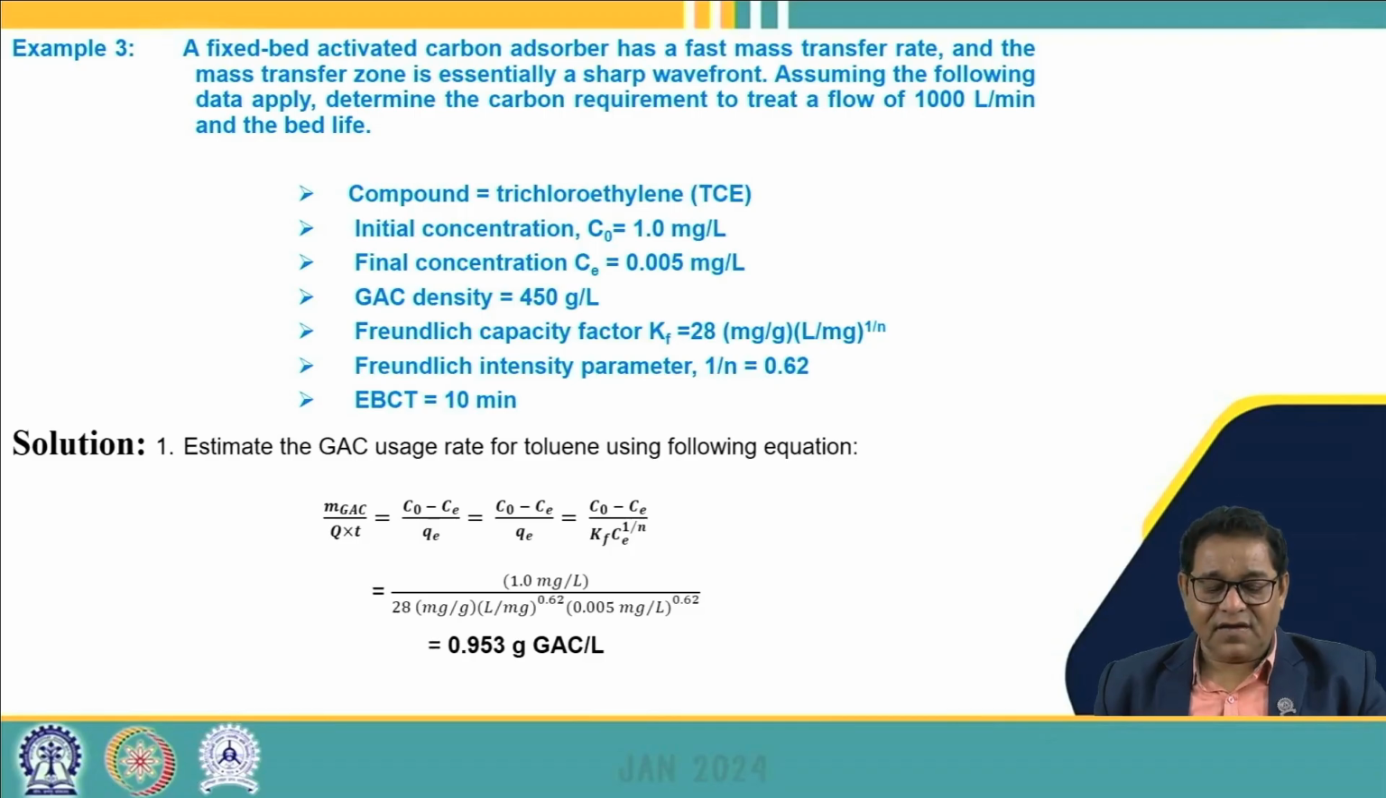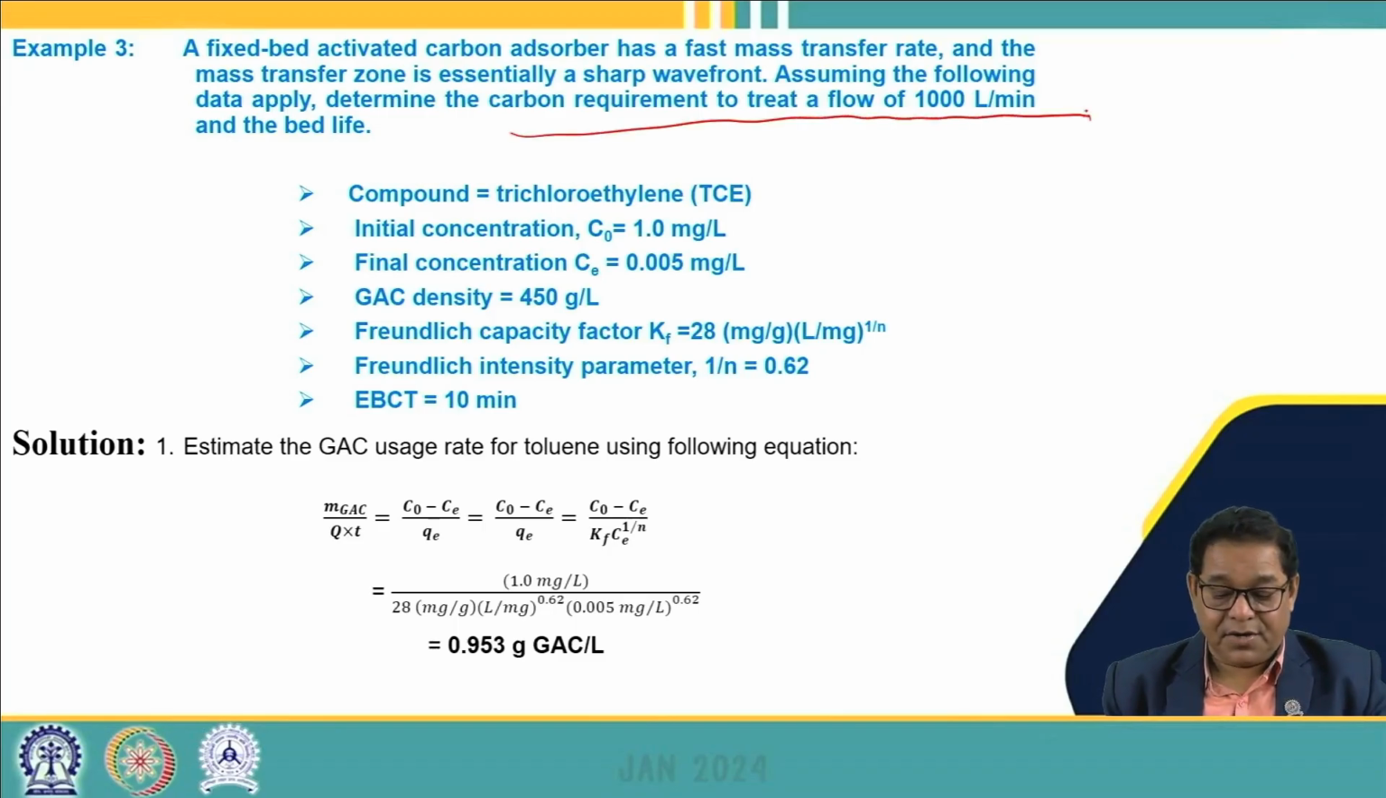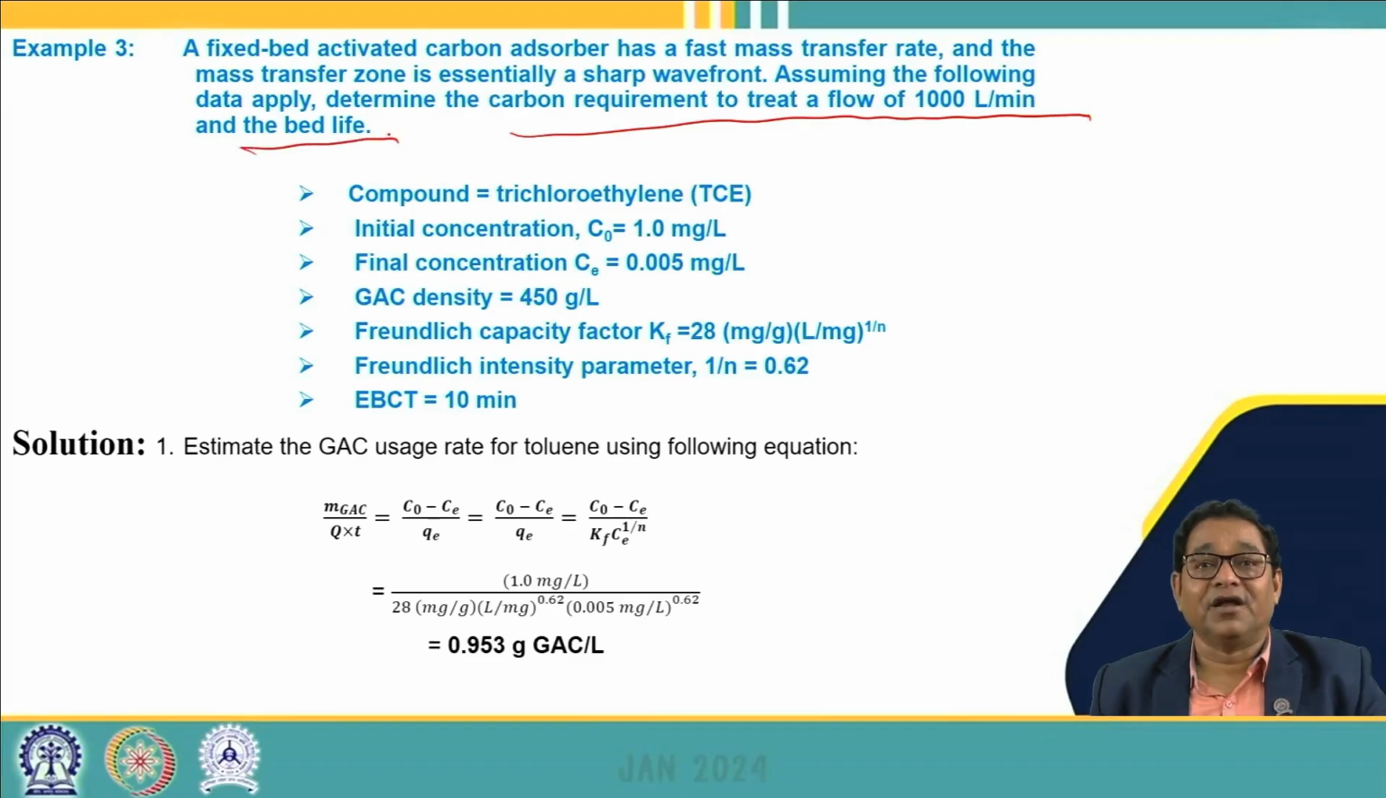And then this is another numerical which deals with the fixed bed column study. So here if we read this, a fixed bed activated carbon adsorber has a fast mass transfer rate, and the mass transfer zone is essentially a sharp wavefront. Assuming the following data applies, determine the quantity of carbon required to treat 1000 liter per minute of flow, and also find out its bed life.